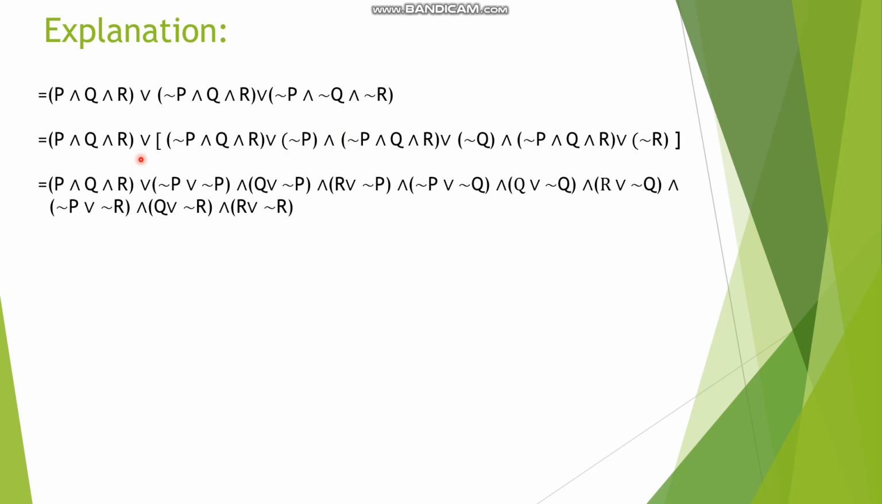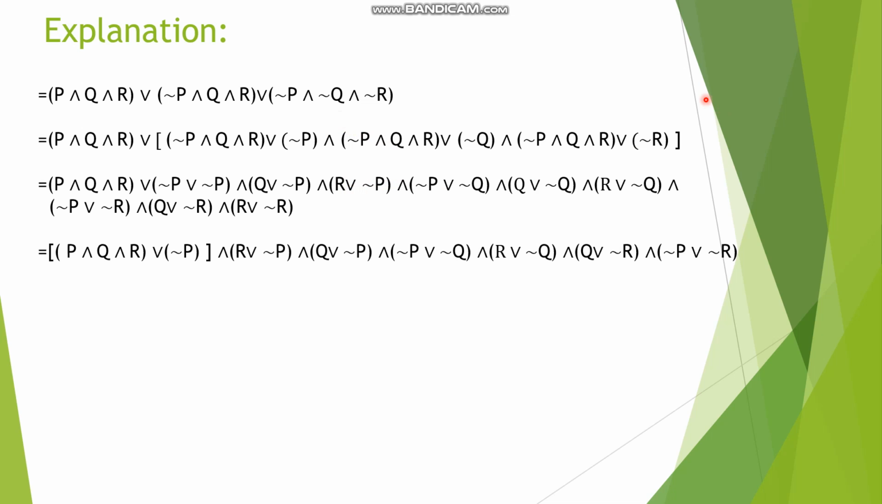Next step, we keep the first as it is, and we apply the remaining one. Here we again use the distributive law by multiplying negation P separately with this bracket. As we can see, negation P disjunction negation P, Q, disjunction negation P conjunction R, disjunction negation P. Similarly, we do with the remaining ones. So let's move to the next part.